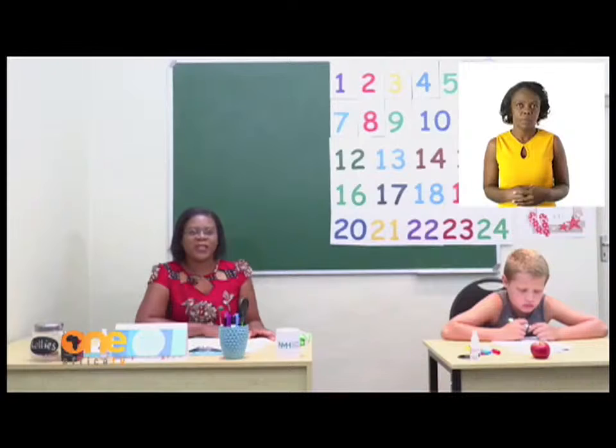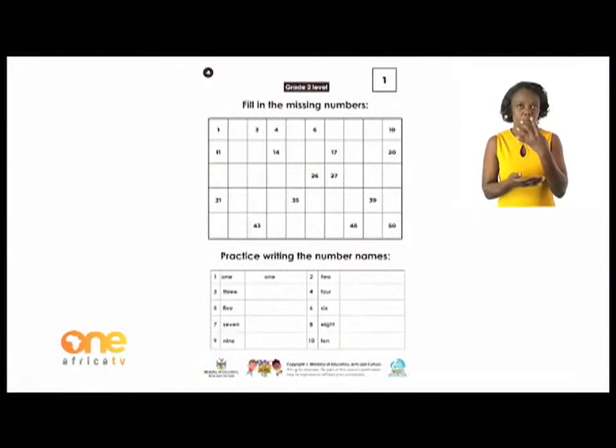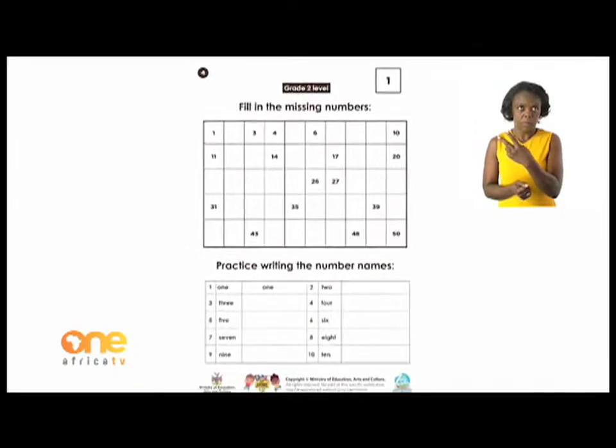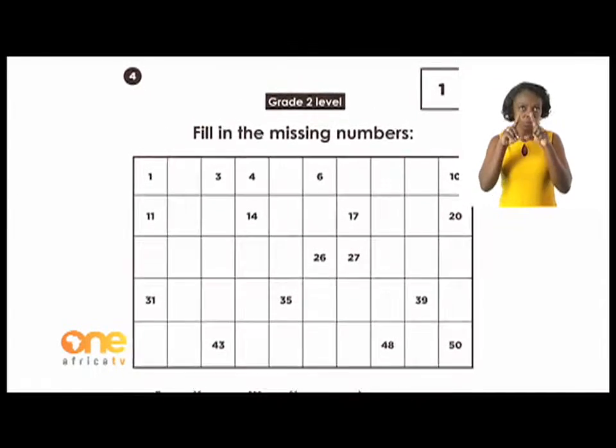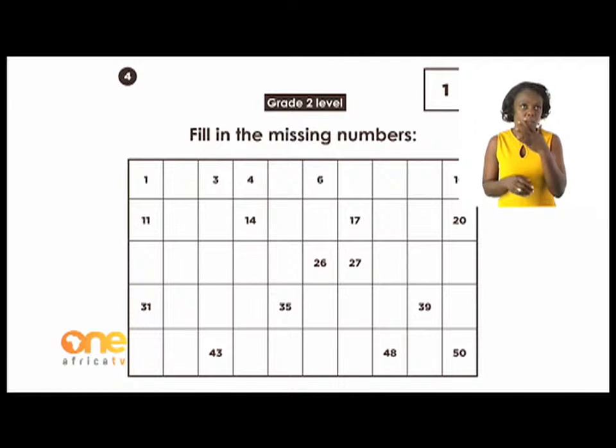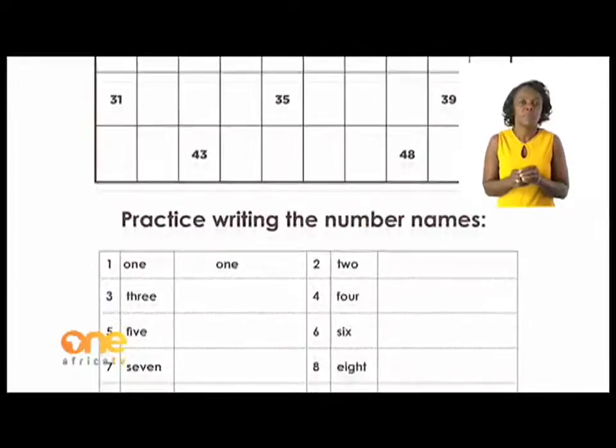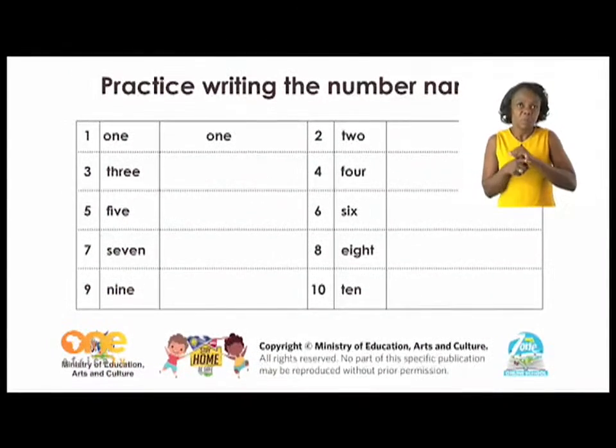Let's turn on to page 4. We are going to start with the grade 2s. There is a number chart up to 50, but this is so simple. I know my grade 2s can do this since we have already learned how to count. So just fill in the missing numbers there, and then you go to the second activity there under. Just practice writing your number names. You close your eyes and you write the number name and see if you know it.